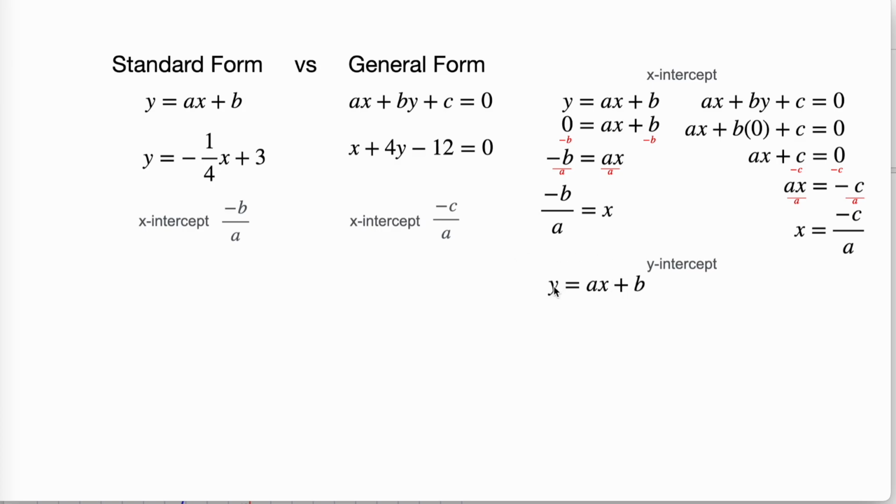Let's prove it. We're going to make x equal to 0, and that's just going to give us y is equal to 0 plus b, which is just y is equal to b. The y-intercept is b.